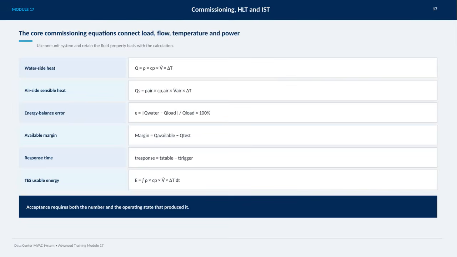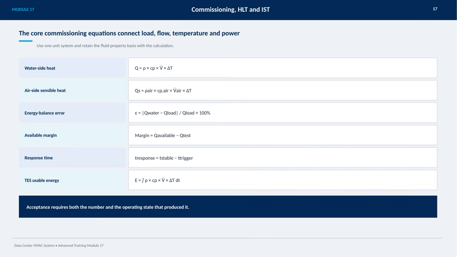On this slide, we focus on the core commissioning equations that link load, flow, temperature, and power in our data center MVAC system. It's essential to use a consistent unit system and keep the fluid property basis throughout all calculations to maintain accuracy. Starting with the waterside heat, represented by Q, which equals the density times specific heat capacity, volume flow rate, and temperature difference. Similarly, airside sensible heat is calculated with the same principles, but using air properties. The energy balance error helps us assess discrepancies between water heat and the load, expressed as a percentage.